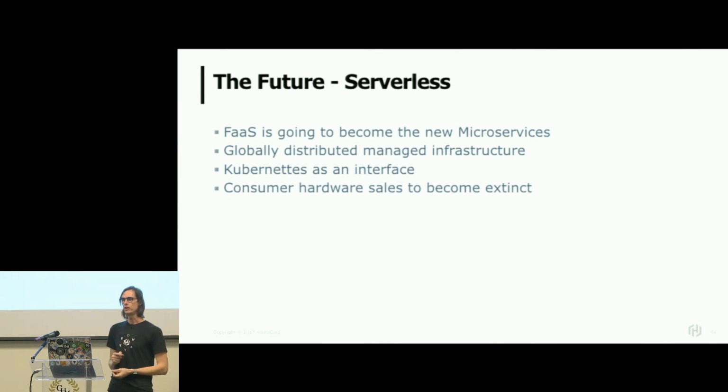Things like using functional service, decomposing those microservices even smaller, having this capability of globally distributed but managed infrastructure. Things like Kubernetes as an interface. You wouldn't necessarily maintain a Kubernetes cluster, you just interact with it. And I think consumer hardware sales are going to almost become extinct when it comes to tin.